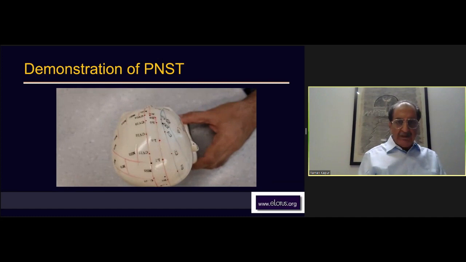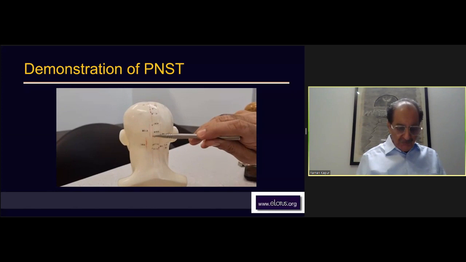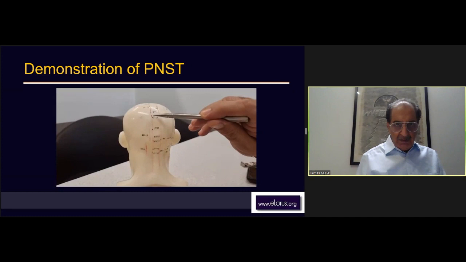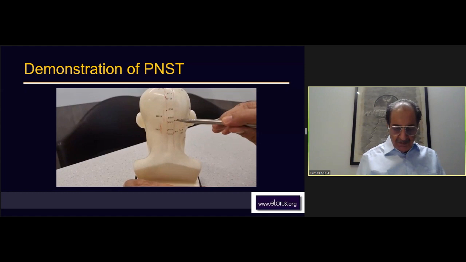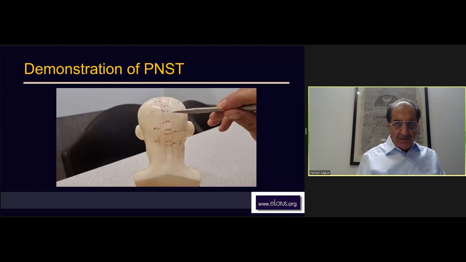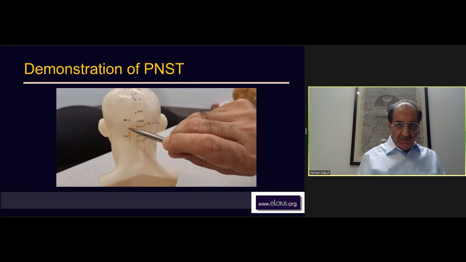And then on the back of the head, the points to be prickled are DU17, DU18, DU19, and then 3 centimeter lateral, GB18.8, 18.5, and GB18. And then on the other side also, GB18.8, 18.5, and gallbladder 18.